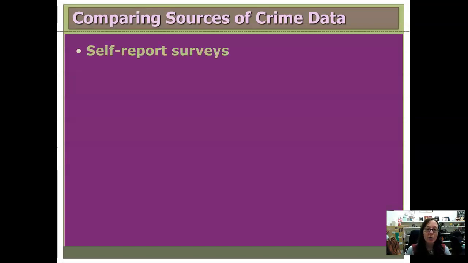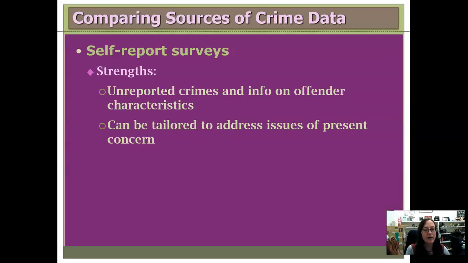Then when we look at self-report surveys, some advantages here are that this is a different way to tap into that dark figure of crime, getting those unreported crimes, because instead of asking about victimization, you're asking about criminal perpetration. So it's a different way to tap into that unreported crime number that we are always trying to learn more about. And here you're going to get more information on the offender characteristics, because you're asking about perpetration, so then you know more about the offender that did various things, whatever you're asking about.